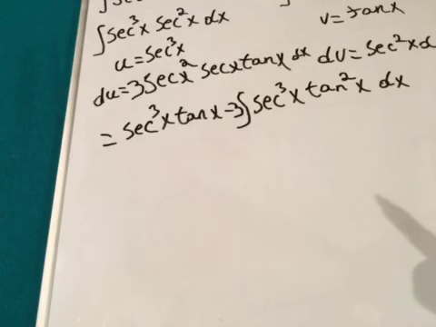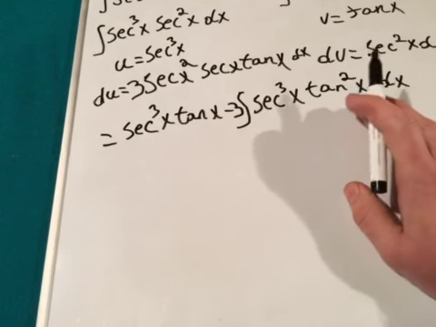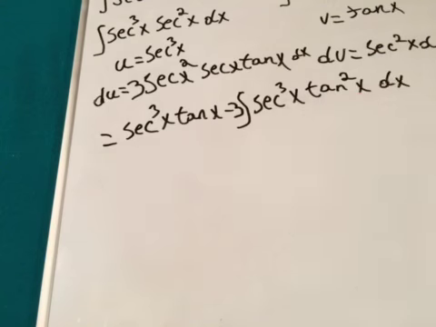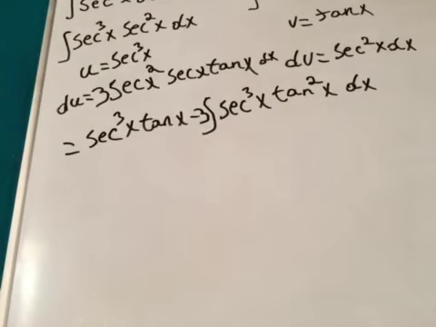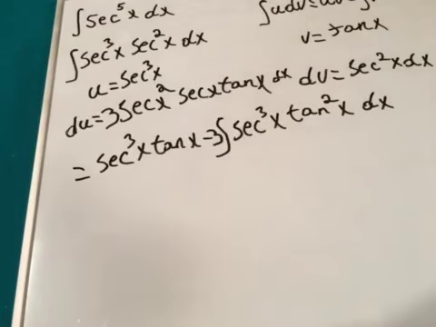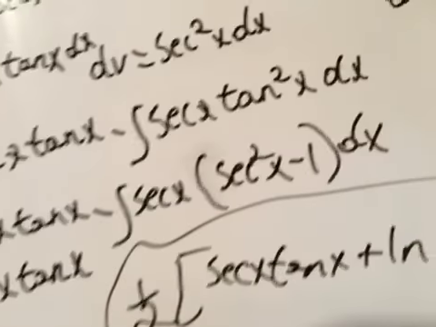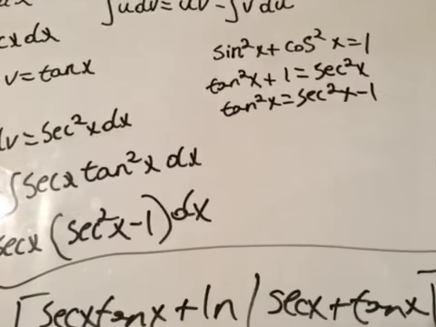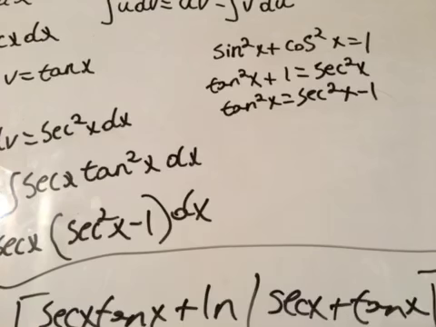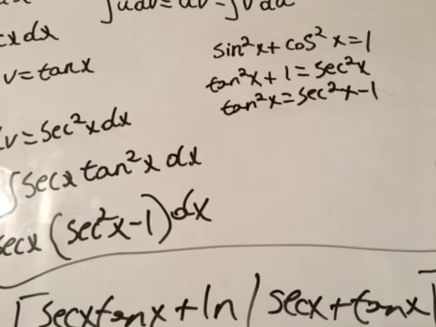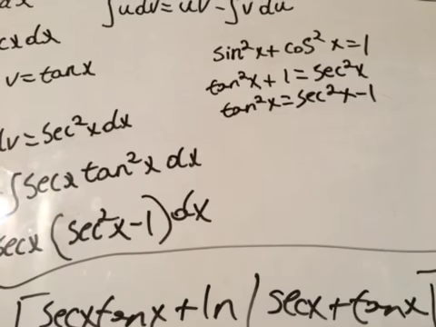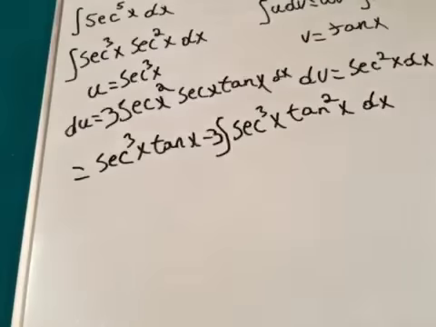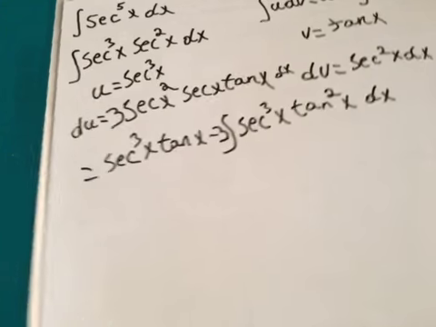Now I think I'm going to rewrite tangent squared. What is tangent squared again? If we look back at our trig identities, there they are. Tangent squared is secant squared minus 1. Again, I don't remember that. I only remember sine squared plus cosine squared is 1, and from that I can derive anything I want. But tangent squared is secant squared minus 1. So let's write that in here.